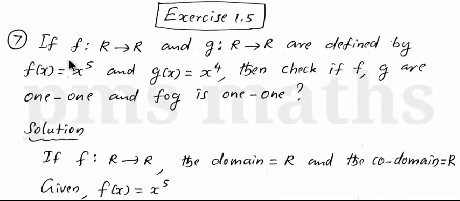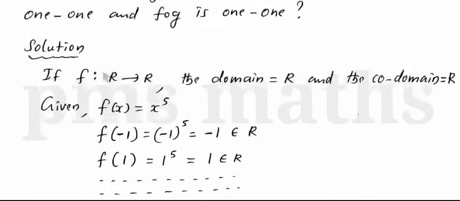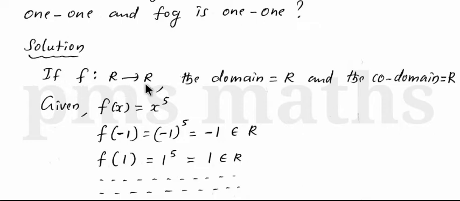First, here in our question f mapping R to R is given. Here R to R means first set is domain, second set is codomain. First write domain and codomain for f. If f mapping R to R, we can write the domain is equal to this first set R and the codomain is equal to the second set R. Here R means set of all real numbers. These are also set of all real numbers.